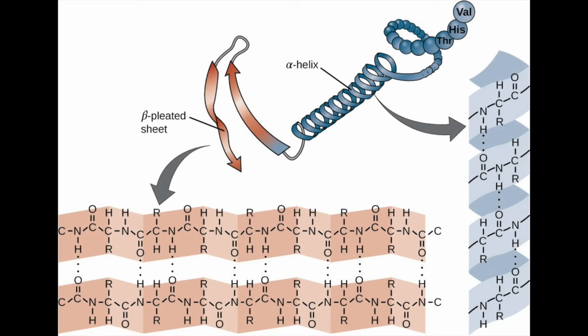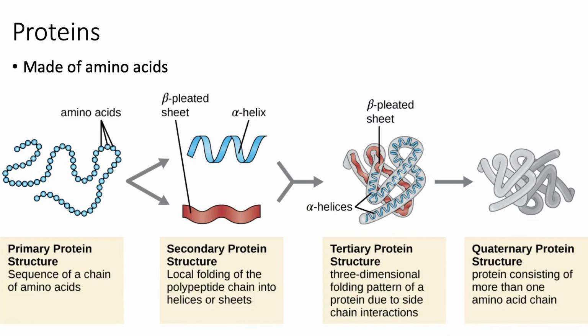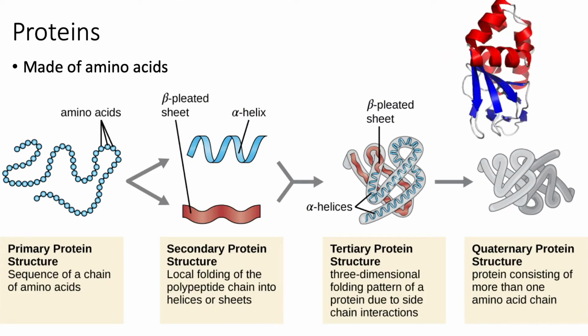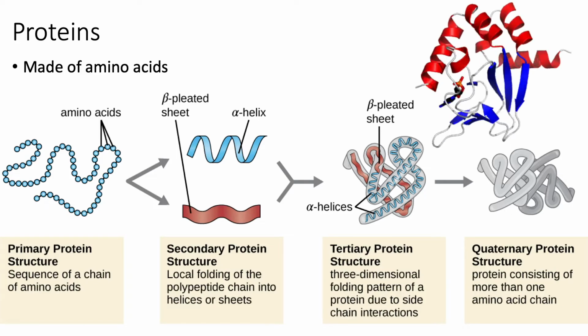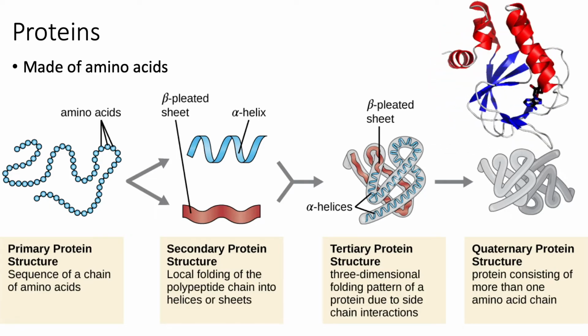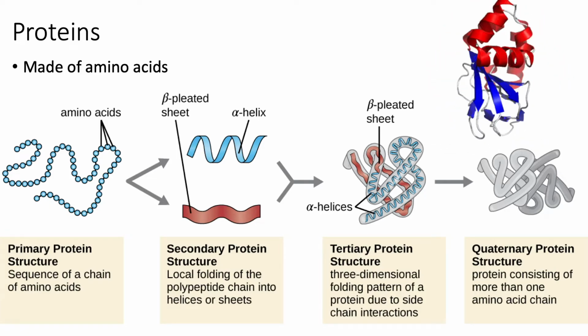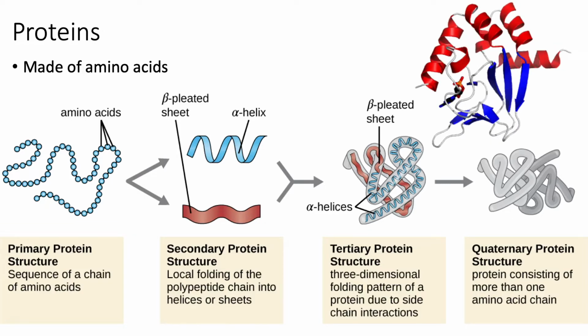And beta pleated sheets look like little sheets. They're like these folded over amino acid chains. Tertiary protein structure is where we start folding the folds. And so we can take a couple alpha helices and fold them together. We can take a couple of beta pleated sheets and fold those on top of each other. And that's your tertiary structure. So it's folding the folds.